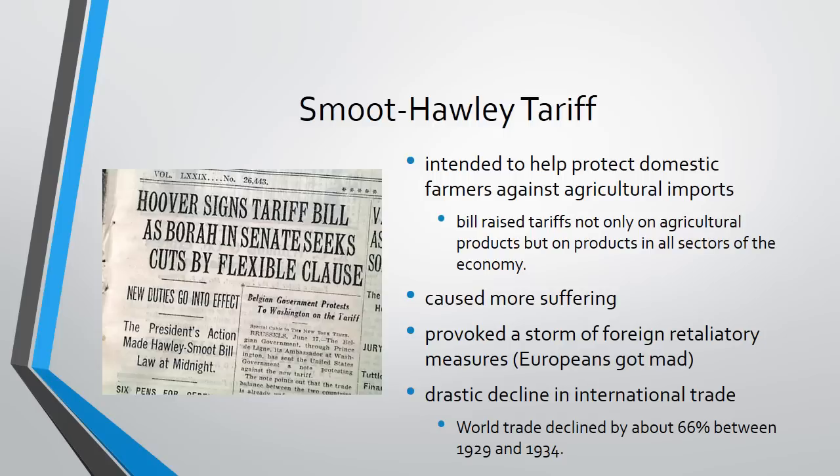from Europe declined from a 1929 high of $1,334 million to just $390 million in 1932, while U.S. exports to Europe fell from $2,341 million in 1929 to $784 million in 1932. World trade declined by about 66% between 1929 and 1934. In less monetary terms, the Smoot-Hawley Tariff fostered distrust among nations, leading to less cooperation in either the political or economic realms.